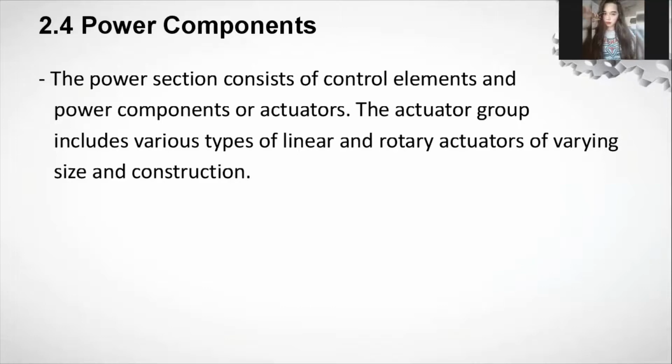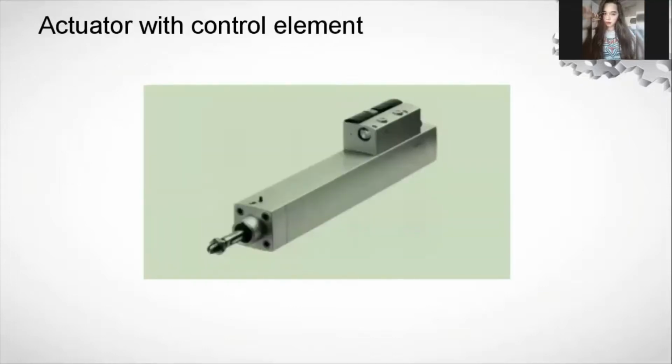Power components. The power section consists of control elements and power components or actuators. The actuator group includes various types of linear and rotary actuators of varying size and construction. An actuator with a control element: an actuator can move something in a straight line, also referred to as linear, and an actuator can move something in a circular motion, referred to as rotary. An actuator also requires a control signal and a source of energy.